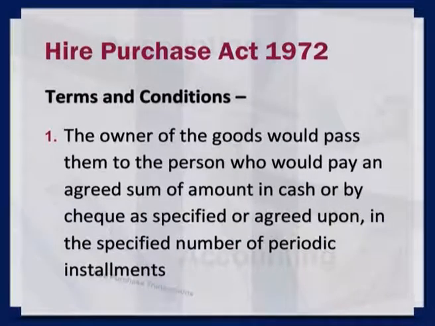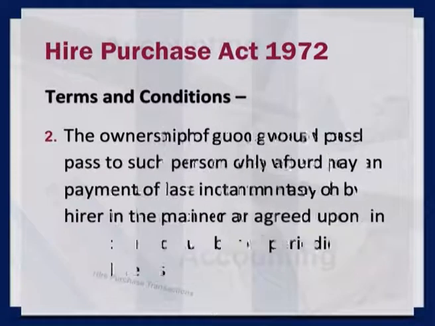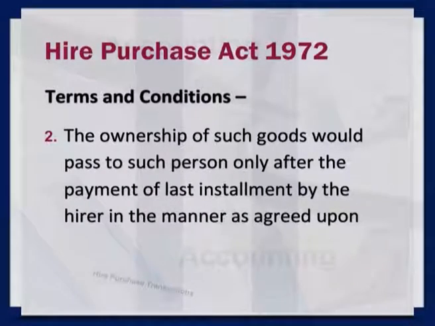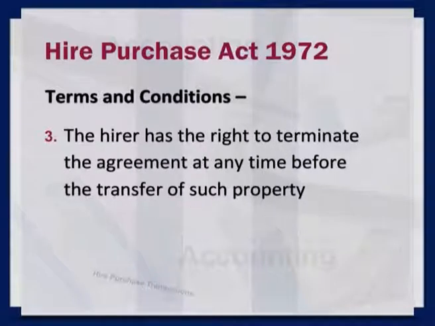First, the owner of the goods would pass them to the person who would pay an agreed sum of money, in cash or by check, as specified or agreed upon, in a specified number of periodic installments. Second, the ownership of such goods would pass to such person only after the payment of the last installment by the hirer in the manner agreed upon. And third, the hirer has the right to terminate the agreement at any time before the transfer of such property.